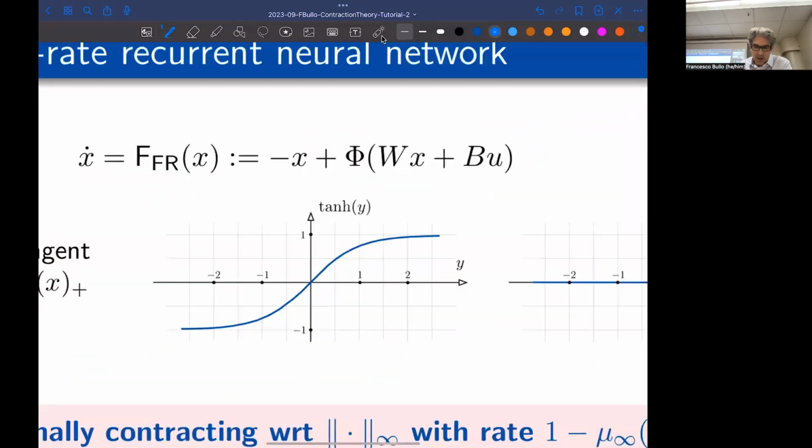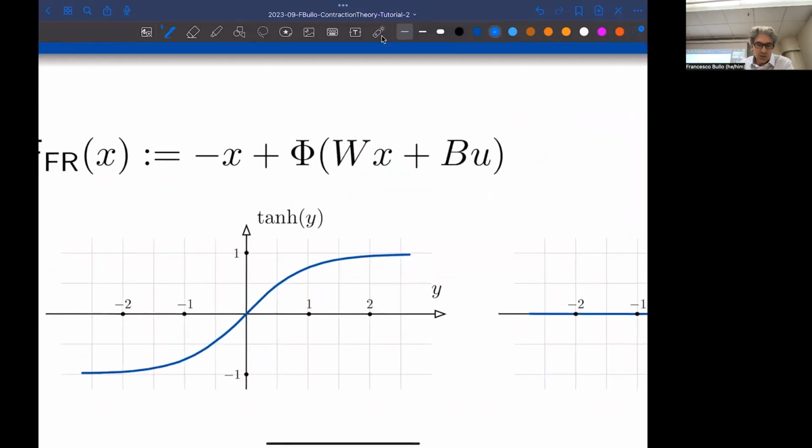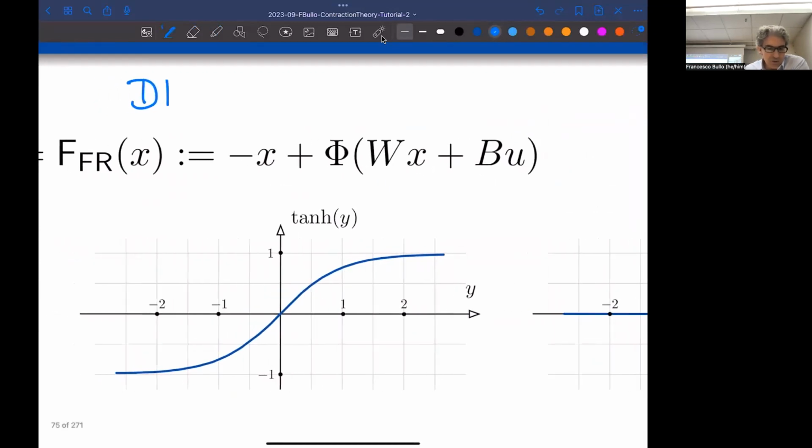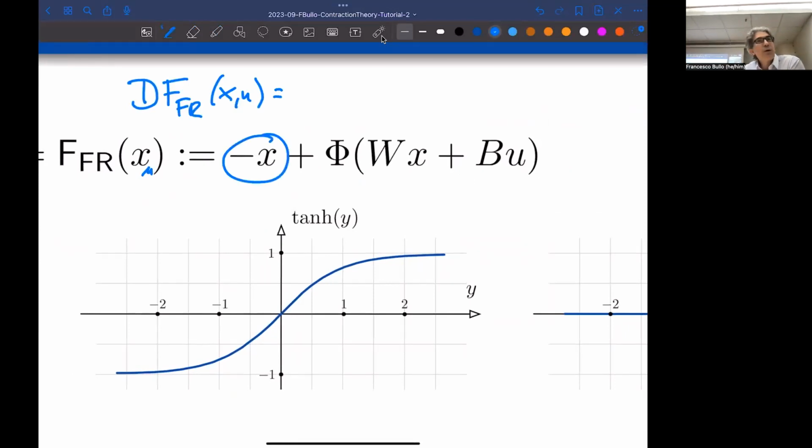But by the way, why is the number 1 important? Imagine I take this particular problem. I drop the bias because it plays no role. And let's compute the Jacobian of this dynamical system. That's actually a function of u as well here. Sorry, I forgot the u there. The Jacobian is going to be: I take the Jacobian of minus x, which is minus the identity, plus.